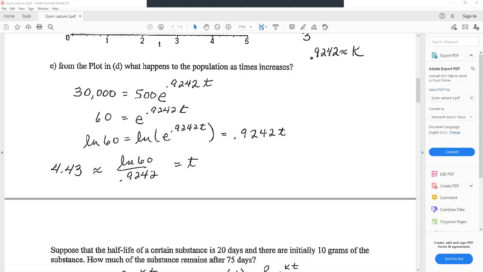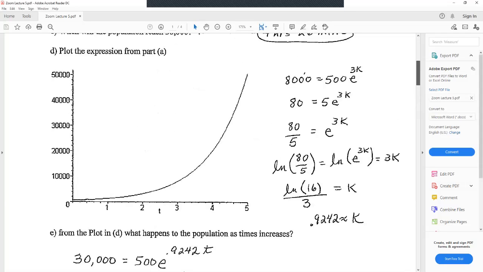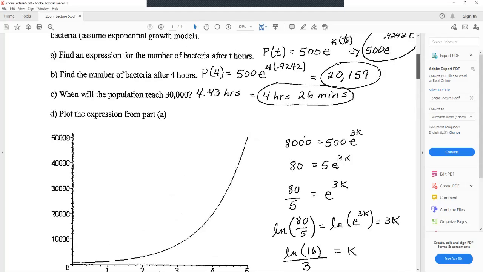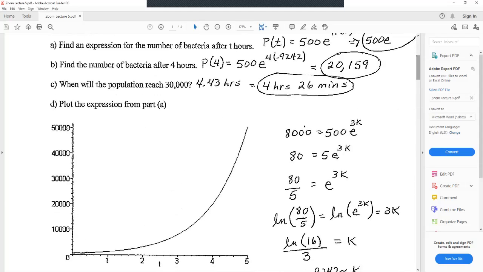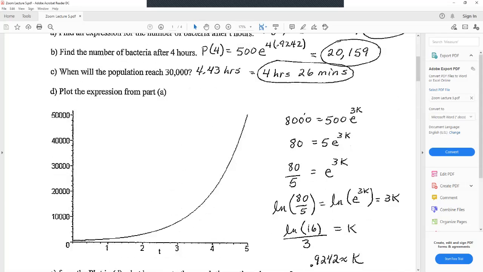Let's look at the last question. From the plot in D, what happens to the population as time increases? What I did here was I went ahead and typed it in. I can't remember if I used Desmos or some other graphing tool to get this, but we can see that as time increases, as time gets larger and larger, the population gets larger and larger.